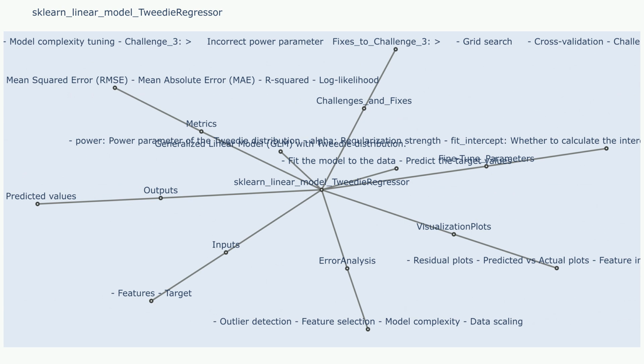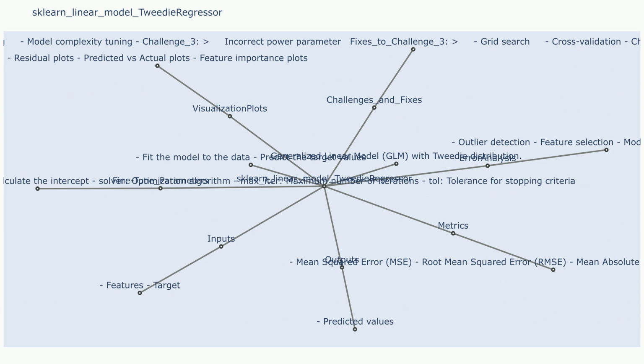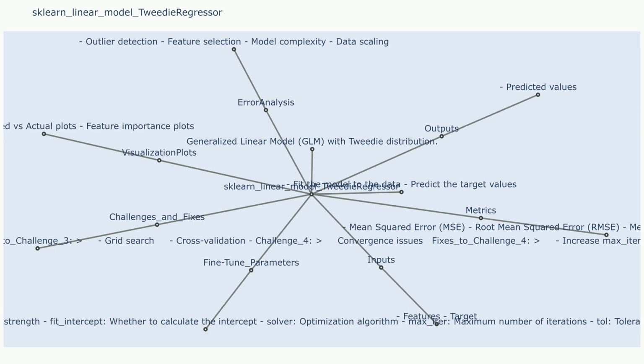Visualization plots: residual plots plot the residuals, the differences between predicted and actual values, against the predicted values. This helps identify patterns or trends in the residuals, suggesting potential problems with the model. Prediction vs. actual plots plot the predicted values against the actual values. This helps visualize the model's performance and identify potential biases or outliers.